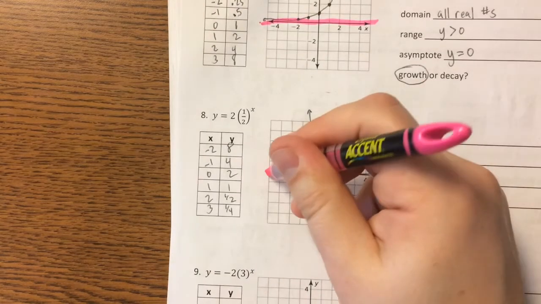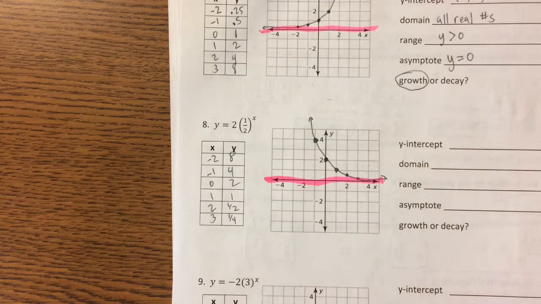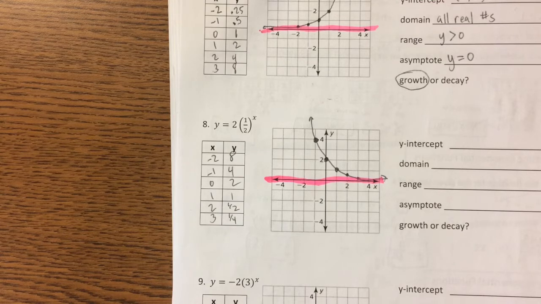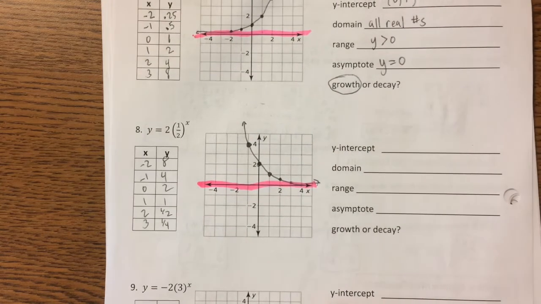Our asymptote is in the same place, and it will pretty much always be in the same place. I don't think I'm going to give you any, at least for now, where the asymptote is not the x-axis. So that'll be pretty consistent. What's the y-intercept? 2, right? So we'll write it as a coordinate, 0, 2.